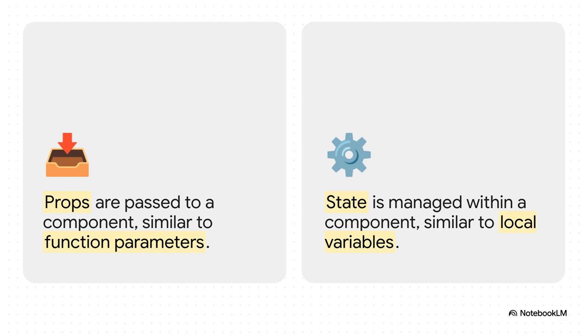So let's just boil it down. Props are for passing data down from a parent to a child. State is for managing data that's private to one component and changes over time, usually because of something the user did. Honestly, getting this difference is one of the biggest hurdles when you're starting out, but it's absolutely key.